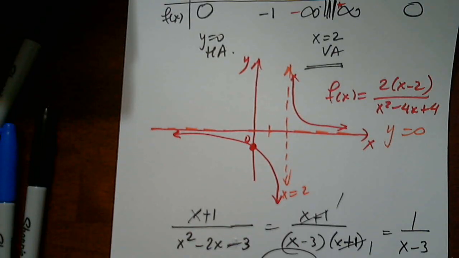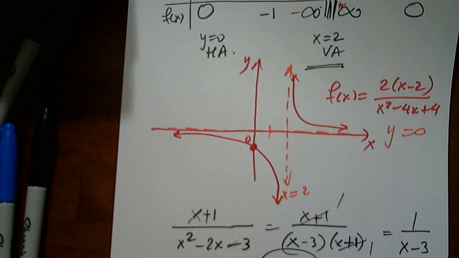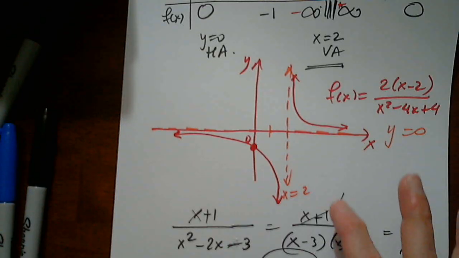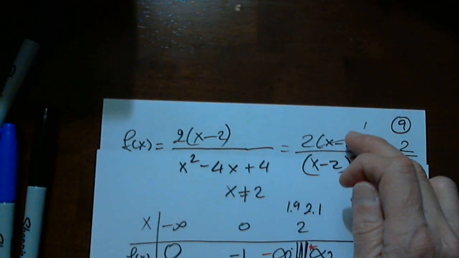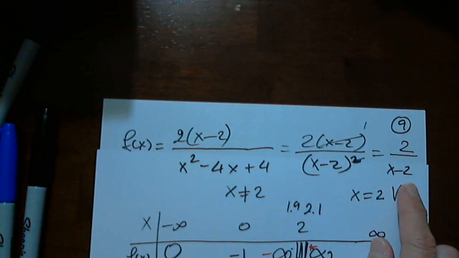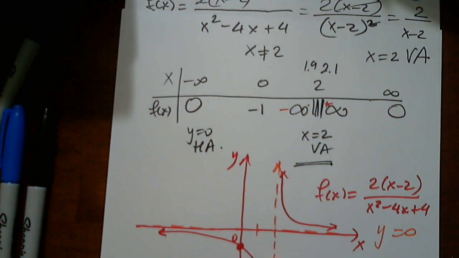X equals 3 will stay as a vertical asymptote. But at -1, this will become a hole in the graph. Why? Because the factor disappeared completely. Here is not the same situation. It was the same factor, but it was still left in the problem or in the simplified form. Therefore, this is a vertical asymptote.